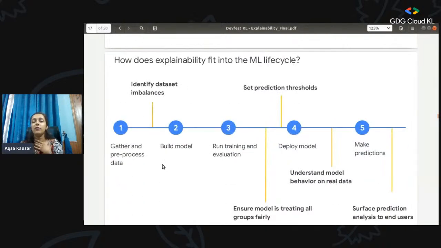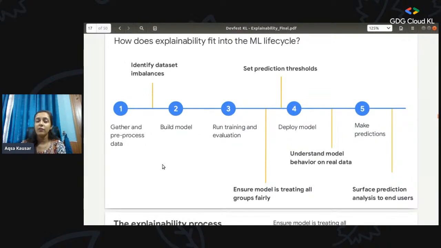How explainability fits into the ML lifecycle. So the normal ML lifecycle, in very simple terms, is that you gather and pre-process the data, you build the model, you run training and evaluation, you deploy the model, and then you make predictions, right? Explainability doesn't fit into just one plug here. It basically fits into multiple places in the machine learning workflow.